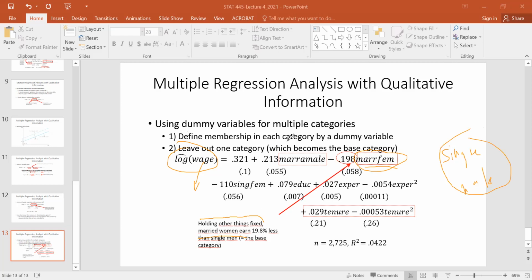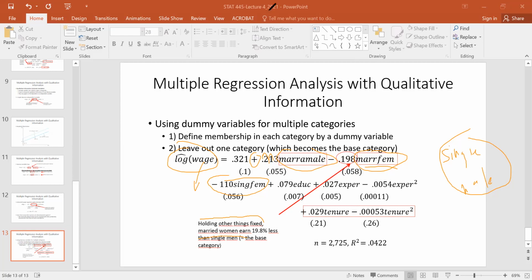Okay. So here, married men make 21.3% more, because of the plus, than the base category, single men. Single female, multiply this by 100, so you get 110% less than single men, and so on and so forth.